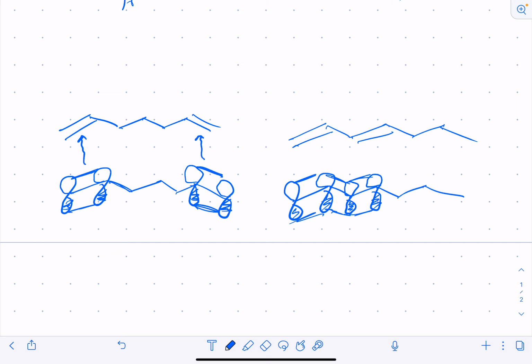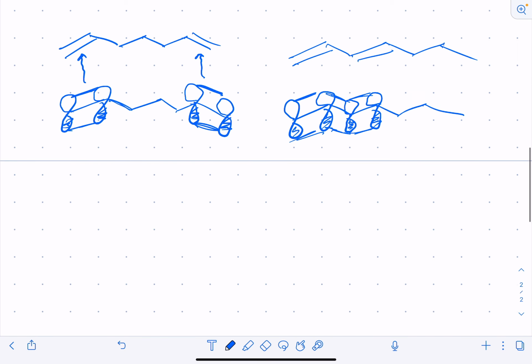And so on Wednesday we will spend our time talking about how this arrangement affects the reactivity of conjugated dienes. Okay? So that's what's coming on Wednesday. What we're going to talk about right now is the reactivity of isolated dienes.